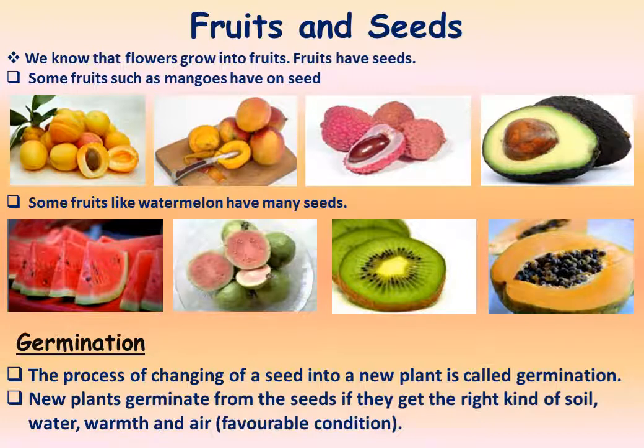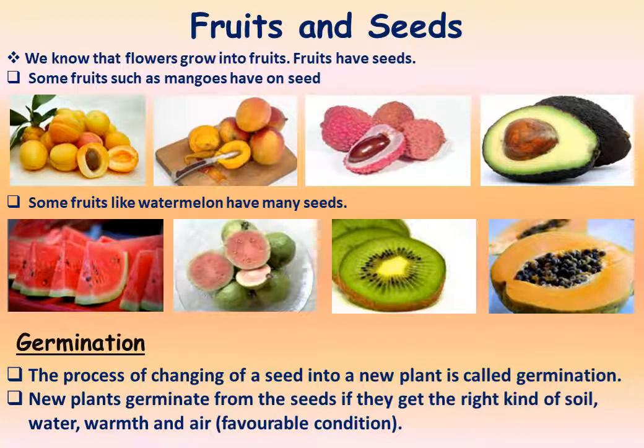Now, what is germination? This is a new term for you, so please listen now itself. The process of changing of a seed into a new plant is called germination. So read the statement and learn the definition by heart. The process of changing of a seed into a new plant is called germination. For example, we have all had mangoes, and there is a seed inside the mango once we eat the flesh. If we keep the seed under the soil, then a new plant will be formed, right? This process is called germination.